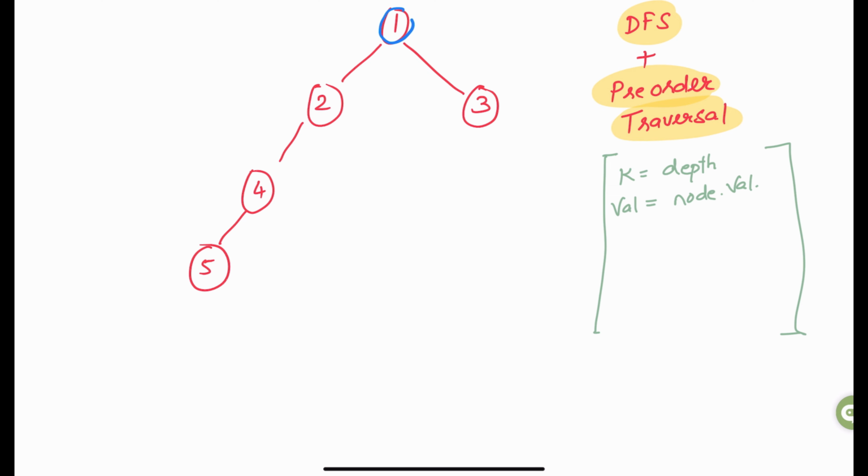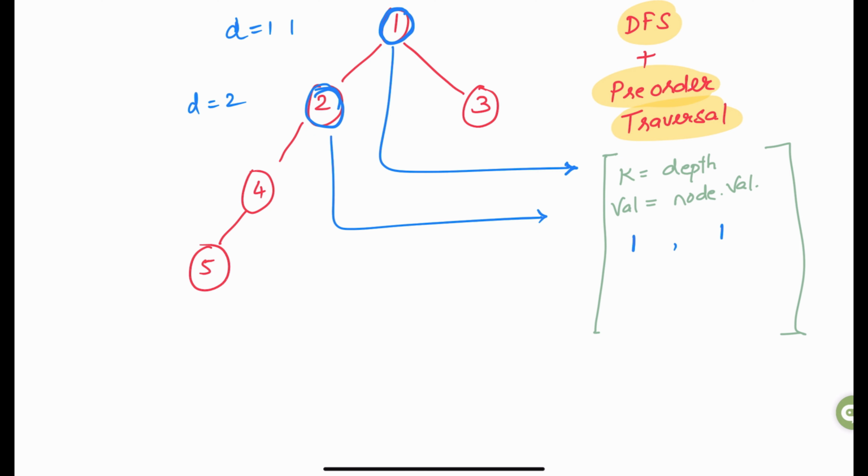Let's run a simulation with this input. Node 1 is at level 1. Does it exist in the collection? No, it does not exist. So we'll add it to the collection with the value 1. Then we'll go to the left hand side, which is node 2. As there is no entry in the collection at depth 2, or key 2, we'll add the current node to it. And because we are doing DFS, we'll keep on going deeper on the left hand side.